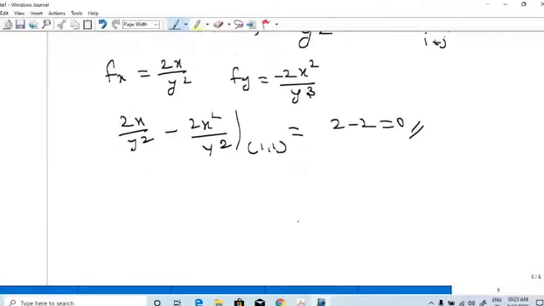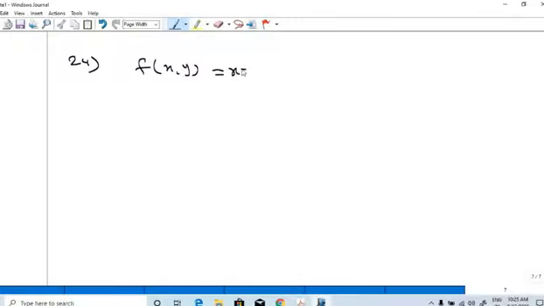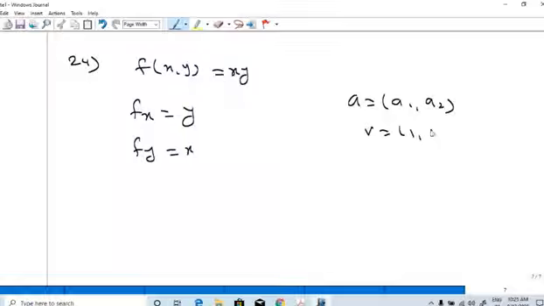24th problem. Suppose f of x comma y equal to x into y. So what is fx? We have to differentiate partially with respect to x. So fy is x. So a equal to (a1, a2), b equal to (1, 2). So this is the direction. So we have to take the dot product with the direction. Therefore fx into 1 plus fy into 2. After that you have to substitute the point (a1, a2).